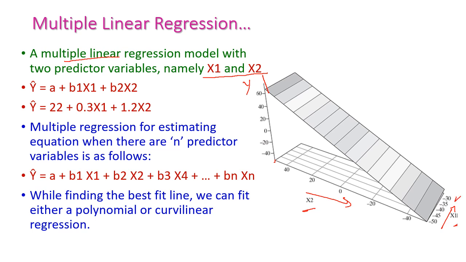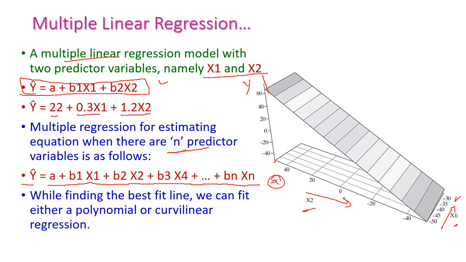This is x1, right? So y cap is equal to a plus b1 x1 plus b2 x2. For example, y cap equal to 22 plus 0.3 x1 plus 1.2 x2, right? When n number of predictors are there, this is the equation: y cap equal to a plus b1 x1 plus b2 x2 plus b3 x3 etc. plus bn xn.